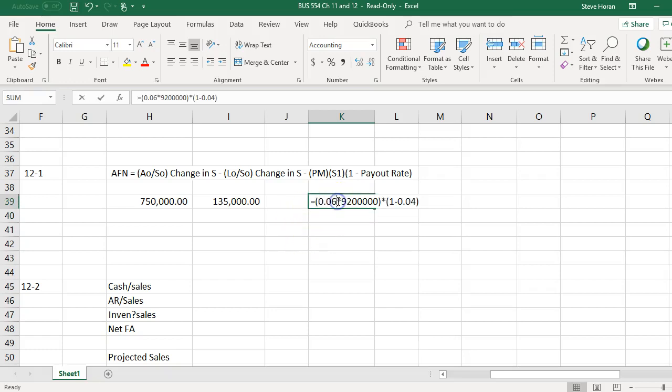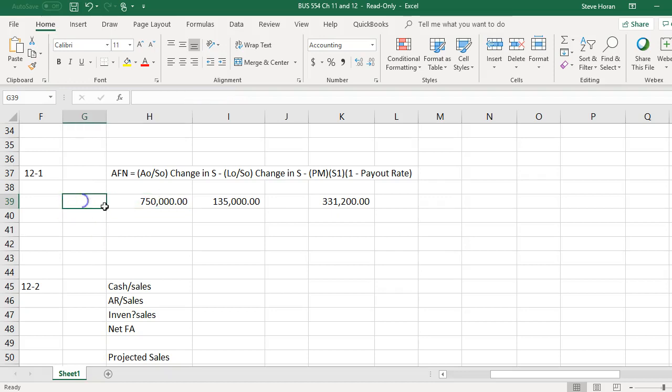Okay, so my profit margin times S1 times 1 minus the payout rate. And that gives me, whoops, that's 0.4. There we go, that's what I did wrong. We get 331.2. So there is my answer.